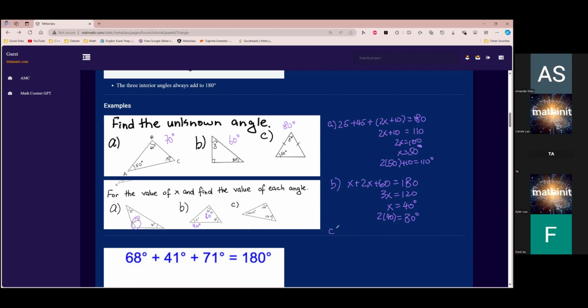And then for C, it's the same thing. It's 20x plus 10x minus 5 plus 17x minus 3 equals 180 degrees. That would be equal to 47x minus 8 equals 180 degrees. So 47x equals 188 degrees, which means x equals 4.